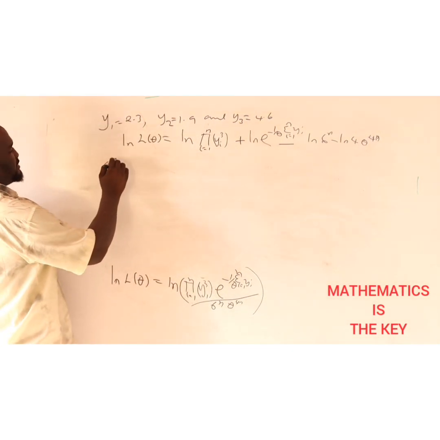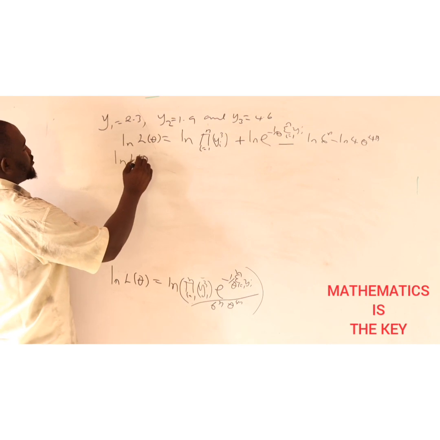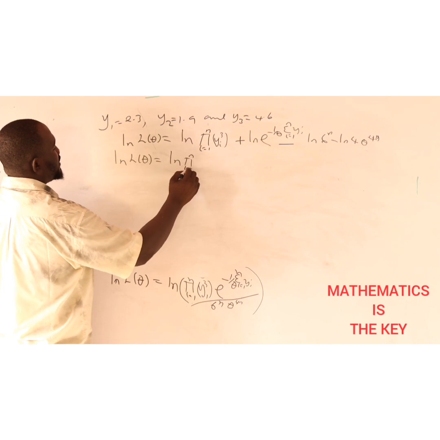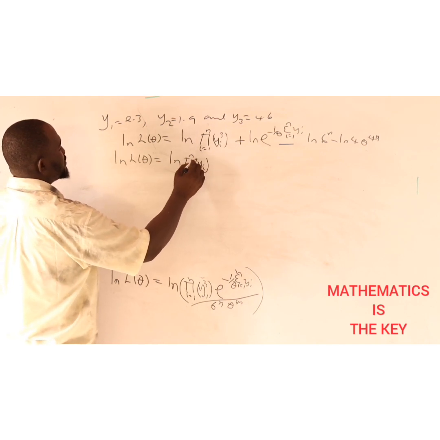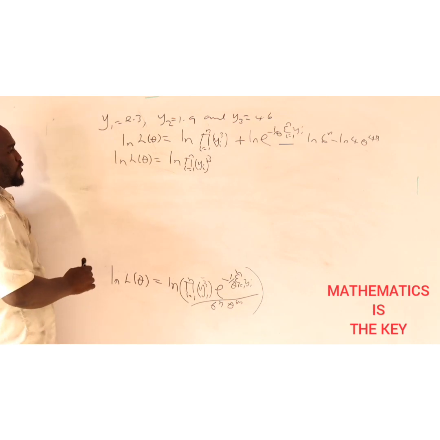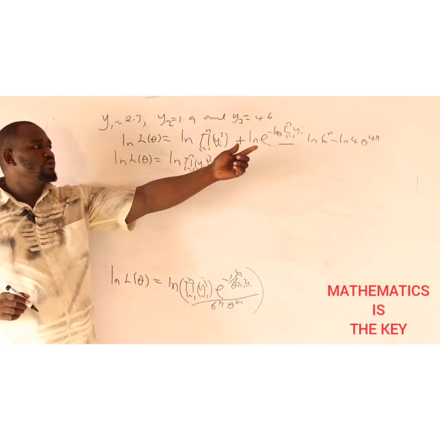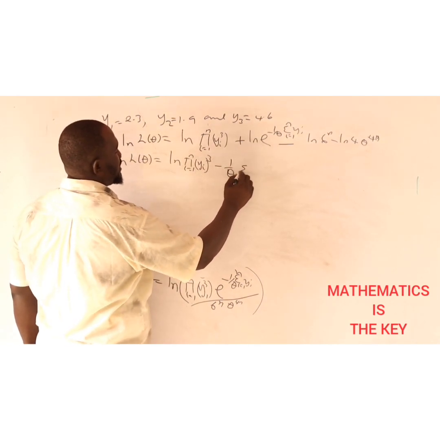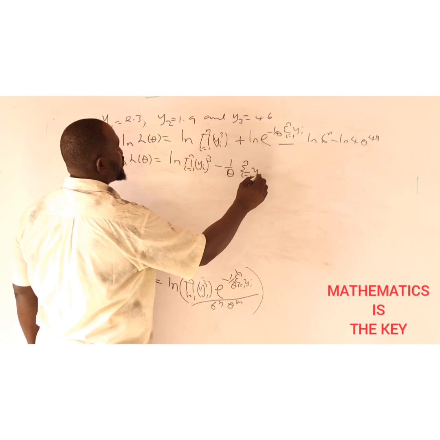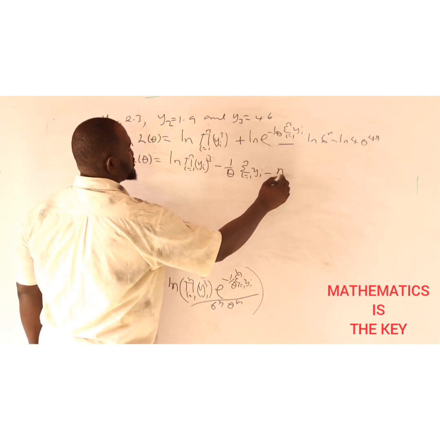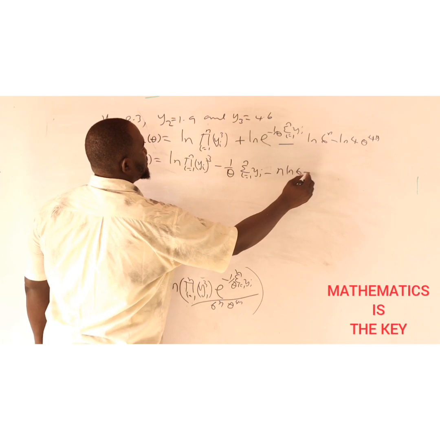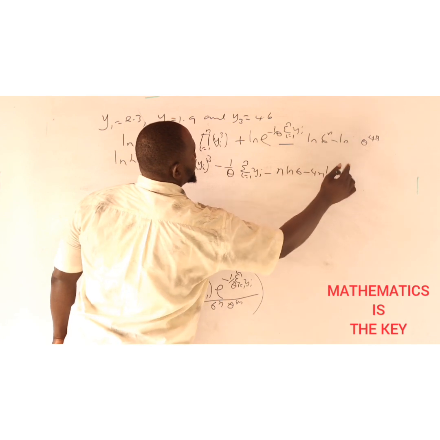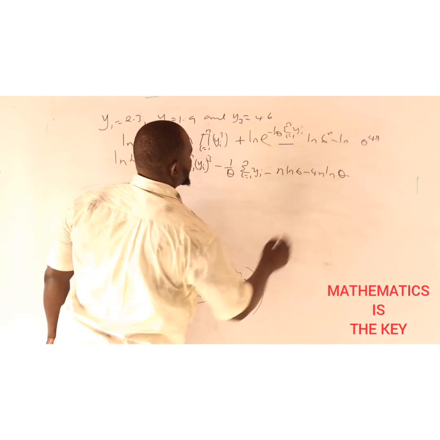To simplify this, we still have ln of the likelihood function equal to ln of the product to n of i equals 1 of yi cubed. Ln here will neutralize the exponential, so we have only minus 1 over theta summation to n of i equals 1 of yi, then minus n ln 6, then minus 4n ln, here we have only theta, minus 4n ln theta.